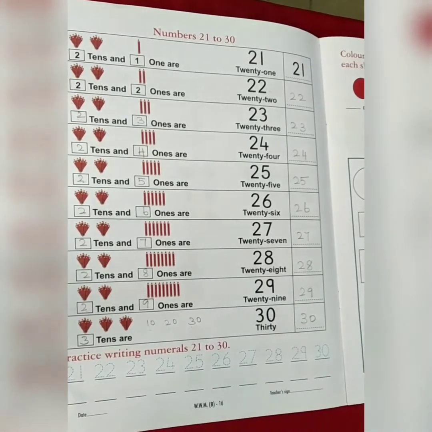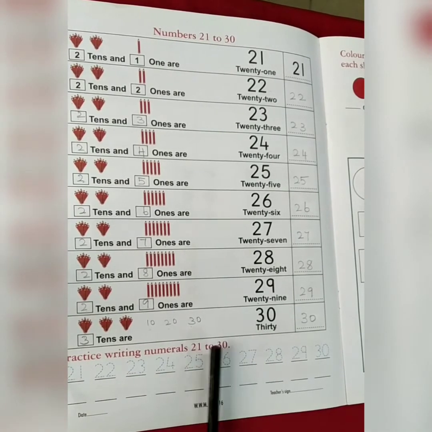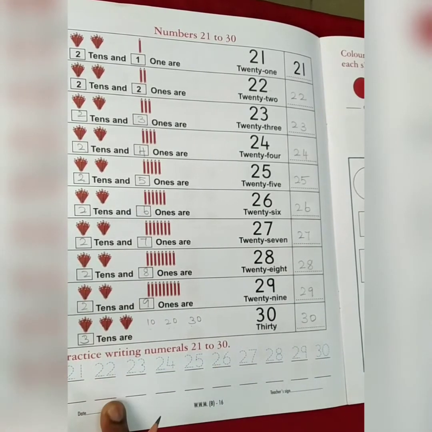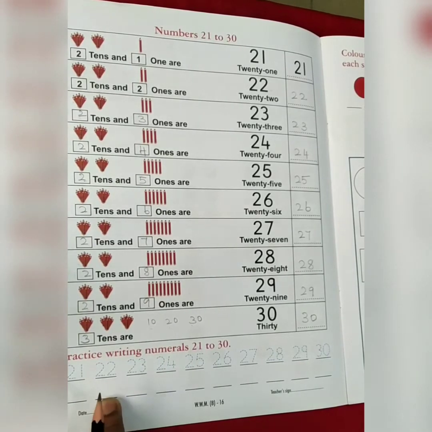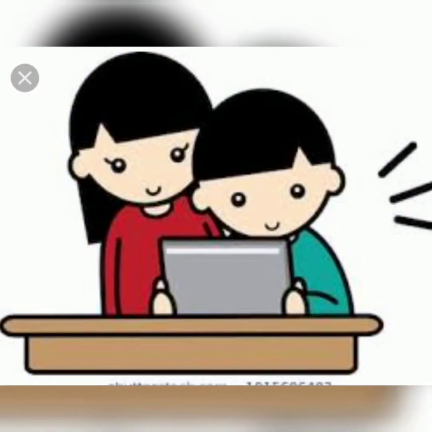30. Yes, cuties. Now you are going to practice this. Okay? Practice writing number 21 to 30. Just trace the number here and copy down and write it here again. Once again. Okay, children? Now we are going to take page number 18. Buddies, now watch the video.